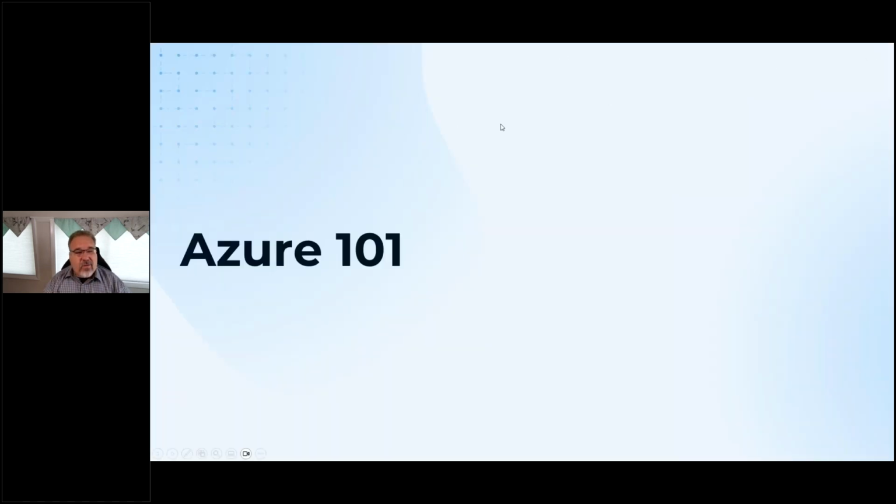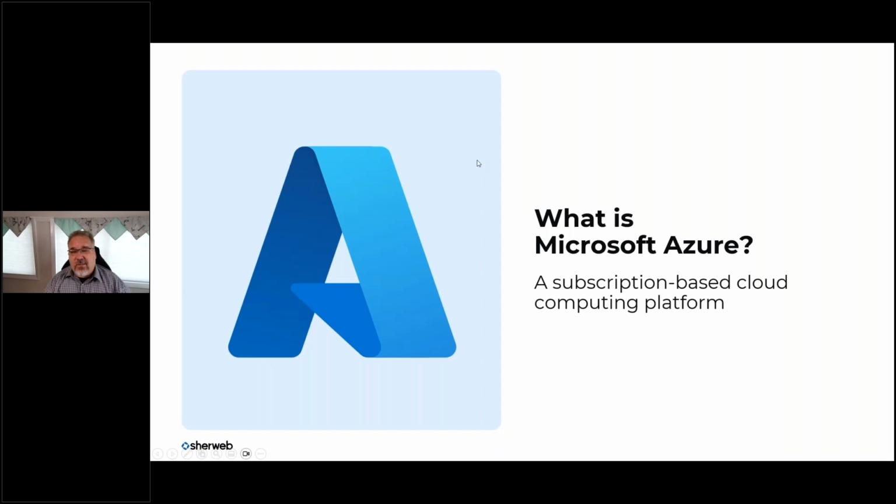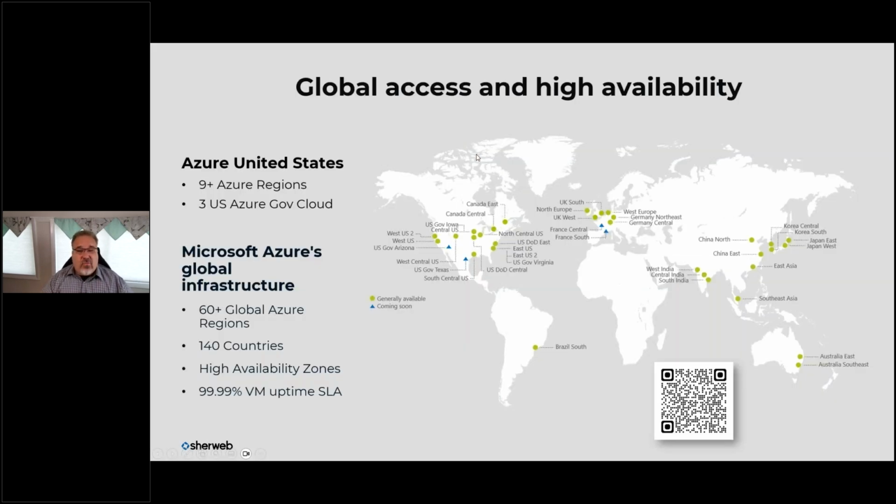So Azure 101, we're going to talk a little bit about Azure services. Again, Azure is a subscription-based cloud computing platform or infrastructure. Azure has regions, so there's 60+ global Azure regions around the world, 9 in the United States, in 140 different countries.